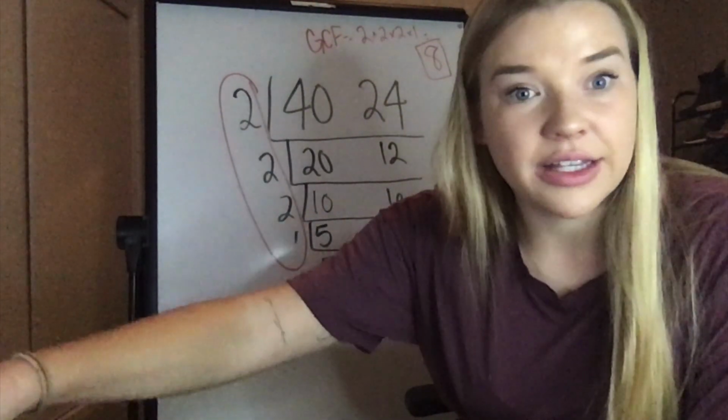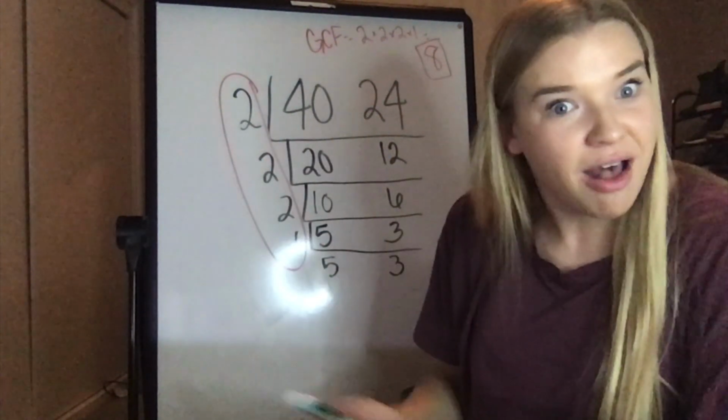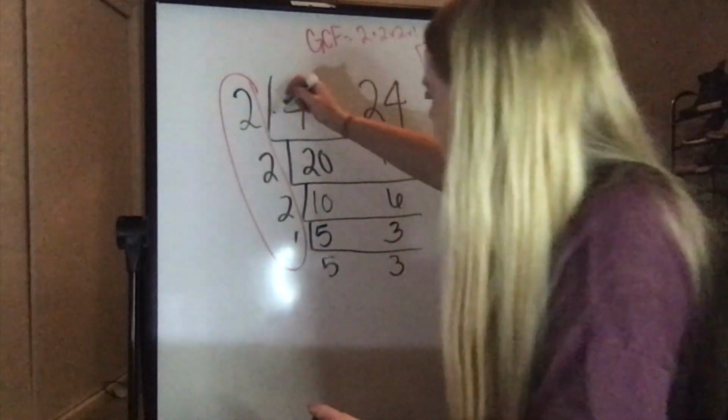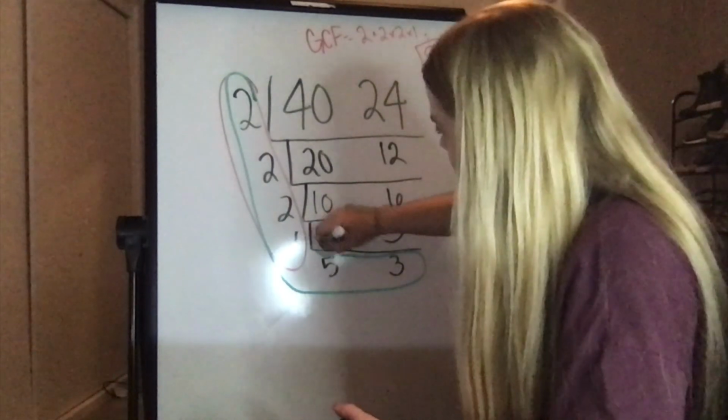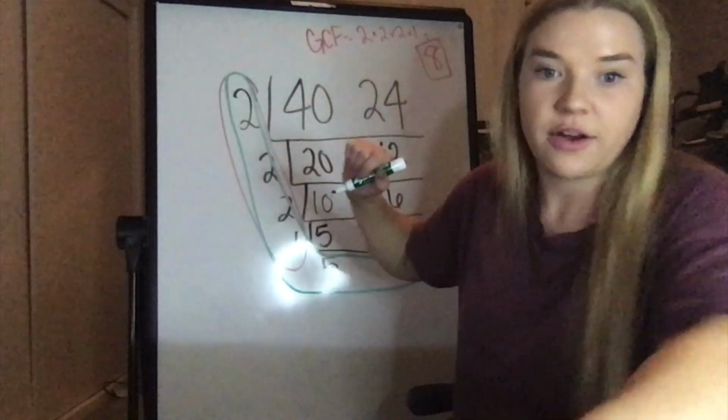Now I can also find the least common multiple with this method as well, and I'm going to draw my L. So I'm having all of my side numbers, and now I'm including the bottom numbers too in order to find my least common multiple.